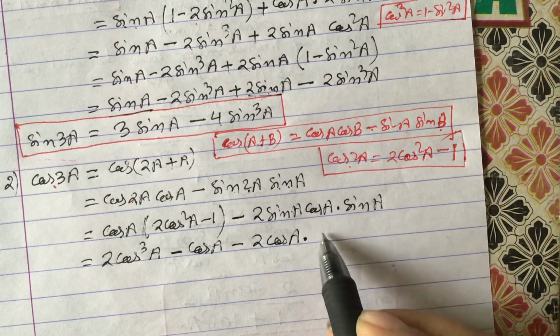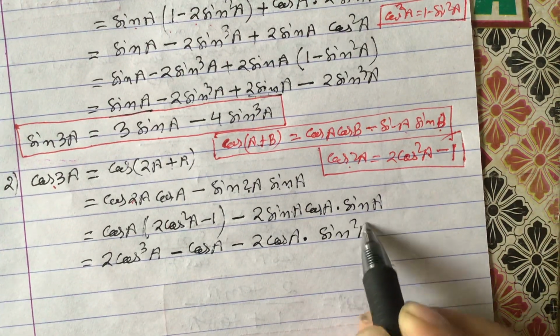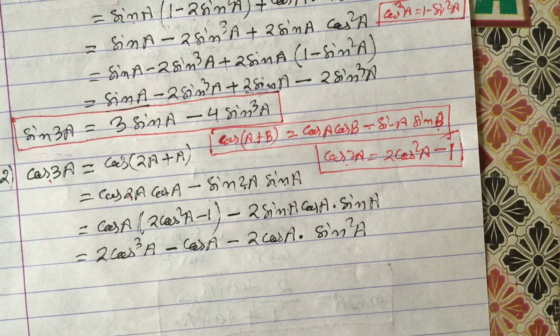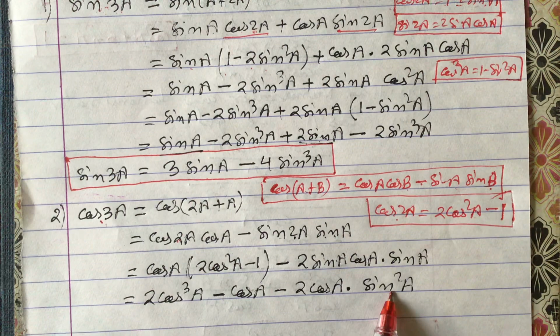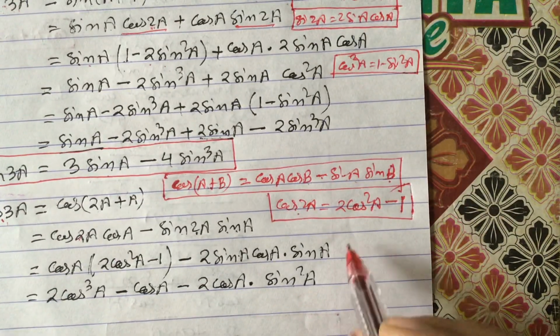Remaining sin A times sin A is sin square A. Now, our formula of cos 3A should be in terms of cos. All should be cos. Here is cos, here is also cos, here is also cos, but this one is sine. So let us change the sine into cos now.